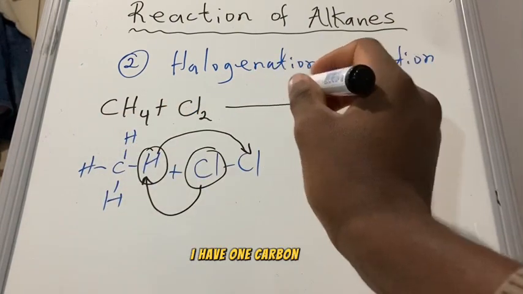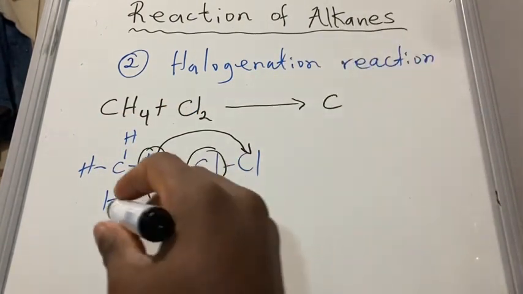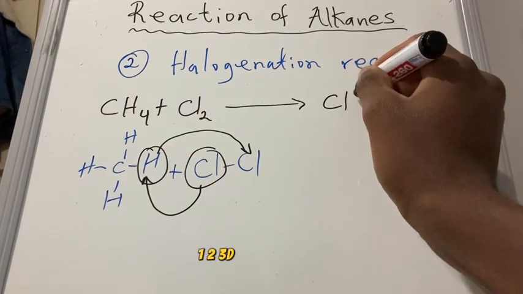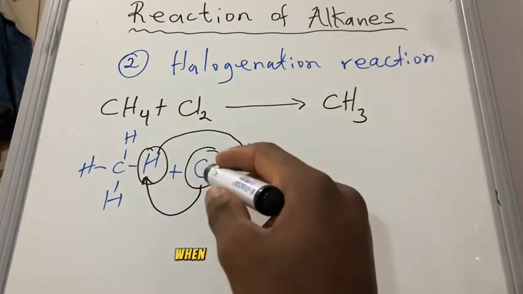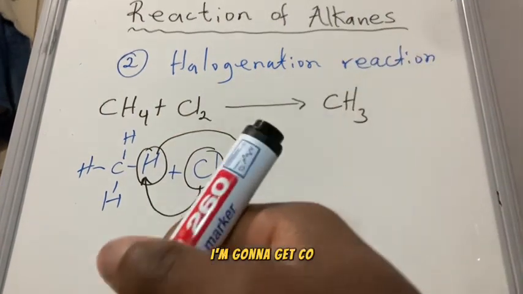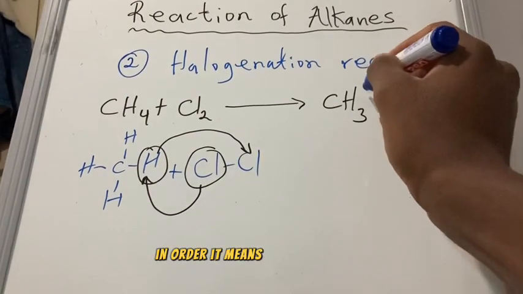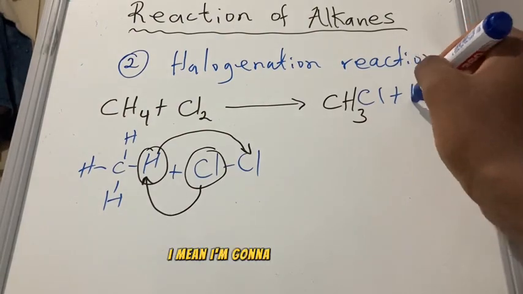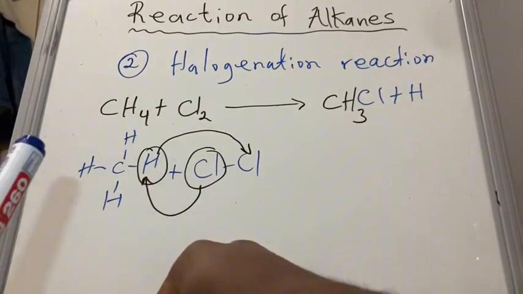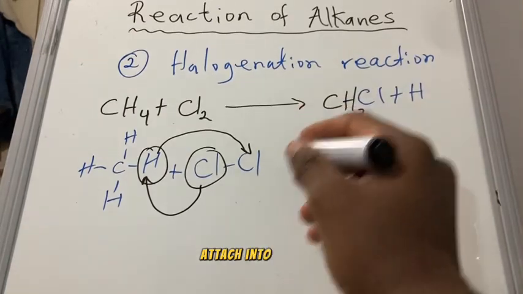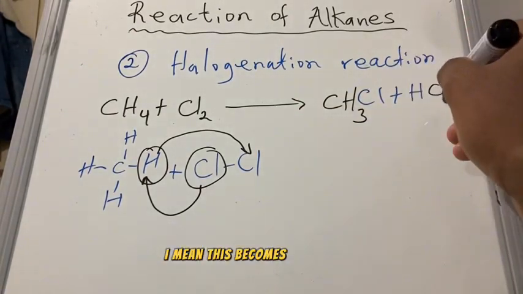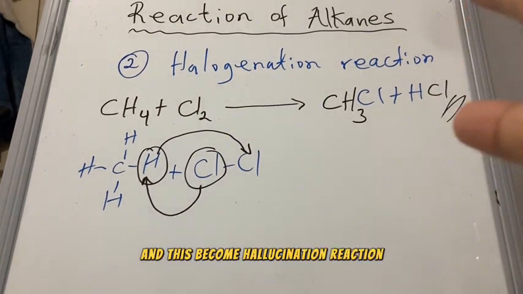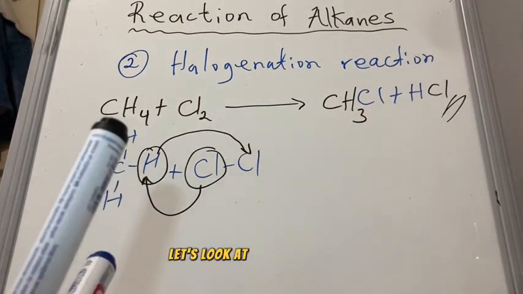I have 1 carbon, and I'm going to write 1 carbon in my product. How many hydrogen do I have here? 1, 2, 3. And I'm going to write 3 hydrogen here. When this chlorine comes here, I'm going to get Cl in the product. When this hydrogen goes here, it means I'm going to get hydrogen attaching to the Cl. This becomes my product, and this becomes a halogenation reaction. Let's look at our next example.